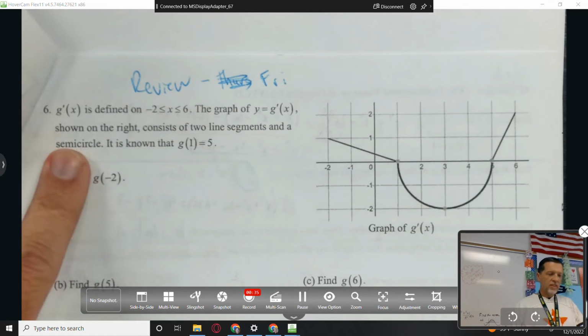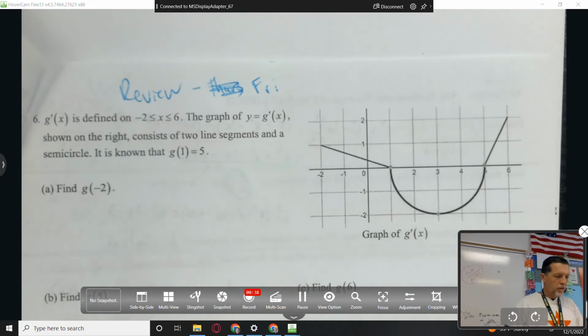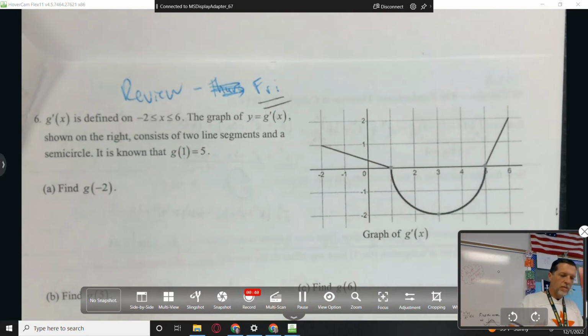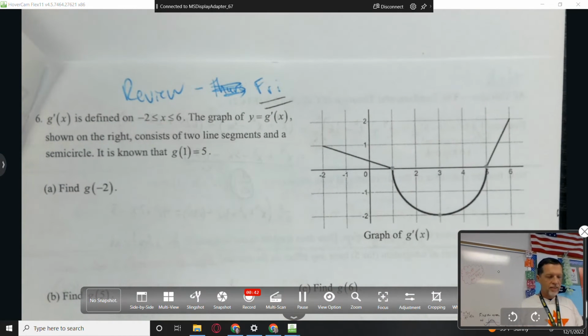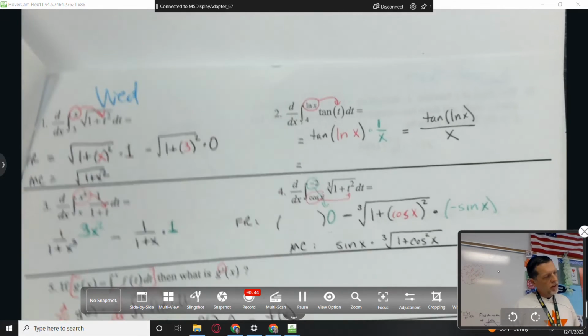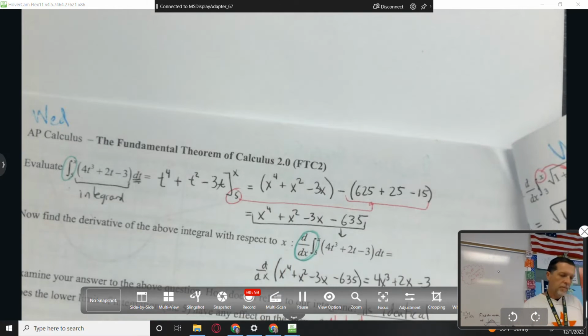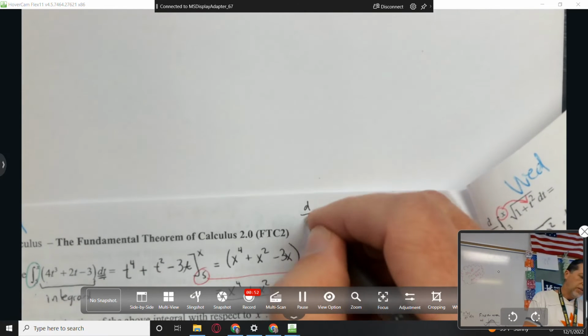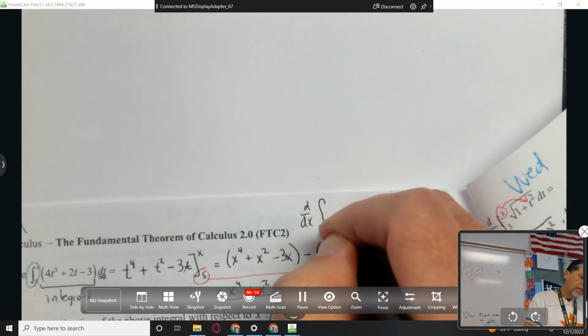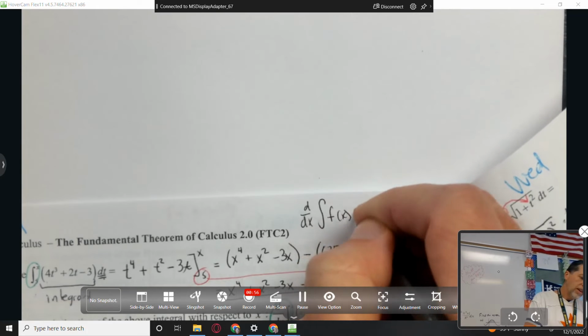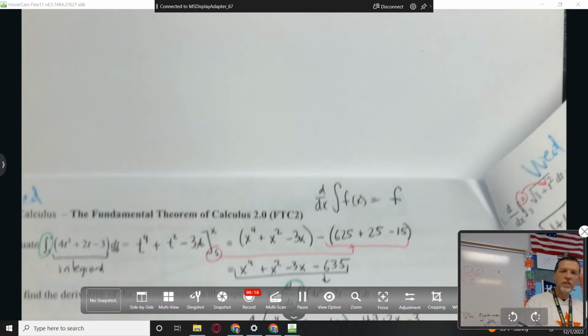Number 6, so this is, what is that, the third page? We're going to do that problem tomorrow in class. And then the next page is Fundamental Theorem of Calculus 2.0. That's the one where the derivative of an antiderivative gets you back to the original.